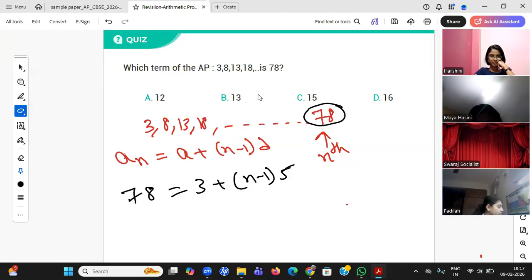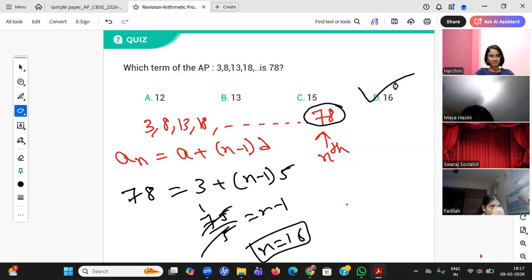Yes, Ananya, right answer. Rudita, right answer. Tanish, right answer. Maya, wrong answer. Aparna, right answer. Okay, so that will be 74, 75, right? 75 by 5 equal to n minus 1. So that will be 16 student, n equal to 16. 16 is the right answer.